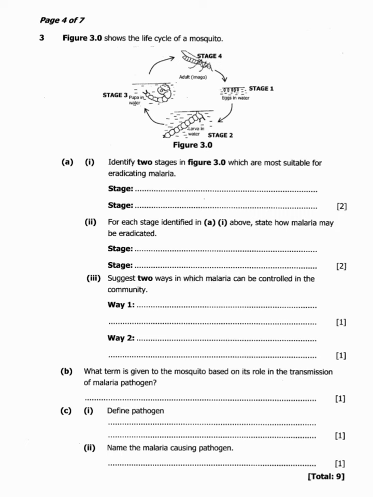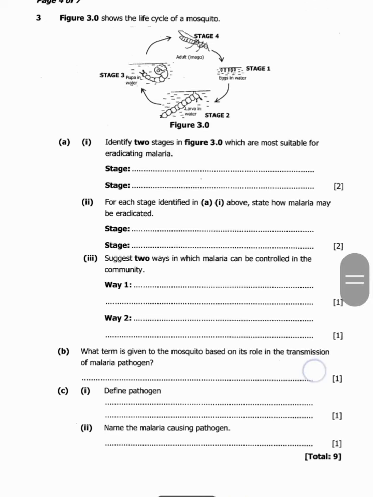On stage 1, we are seeing the eggs that are laid in water. Stage 2, we are seeing a larva. Stage 3, we are seeing a pupa. Then stage 4, we are seeing an adult mosquito.